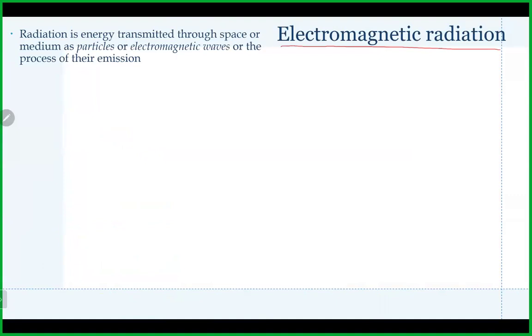So what is electromagnetic radiation? That is what is interacting with matter. By default, radiation is generally energy transmitted through space. So the energy can be transmitted as particles, or it can be transmitted as waves.